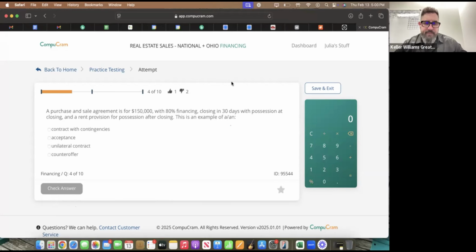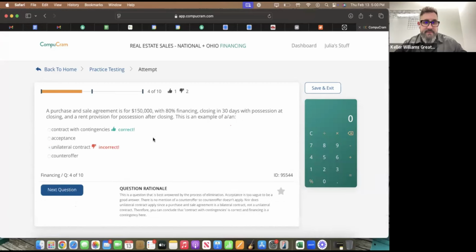What do you think? Asif says C. We're going to go with C, but I think it's B. I think B is the correct answer on this one. That's what my gut tells me. Nope, it is contract with contingencies.